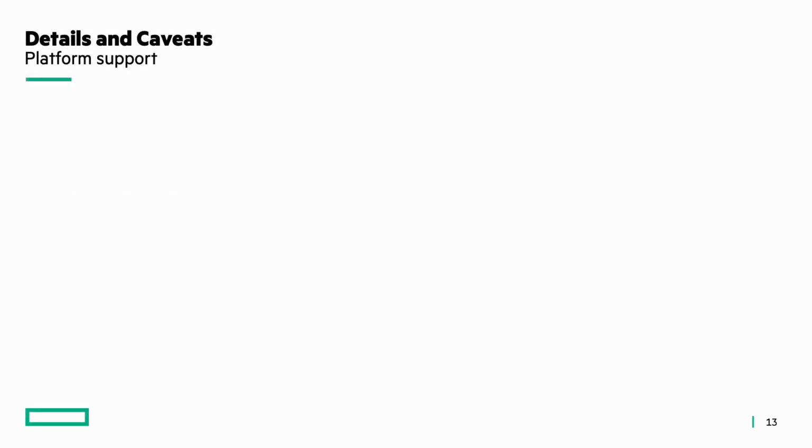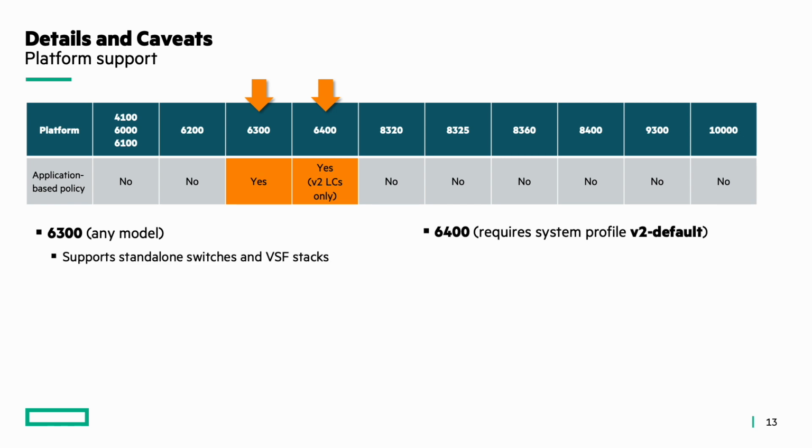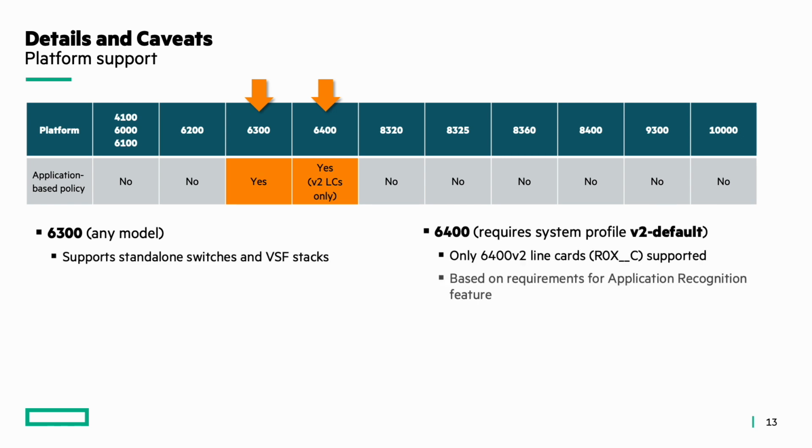So with that, let's dive into how app-based policy actually works. First, we'll start with platform support. App-based policy is supported on the 6300 switch family, both standalone switches and VSF stacks, as well as the 6400 chassis switch with version 2 line cards and the system profile set as version 2 default. This is based on the requirements for the underlying app recognition feature.